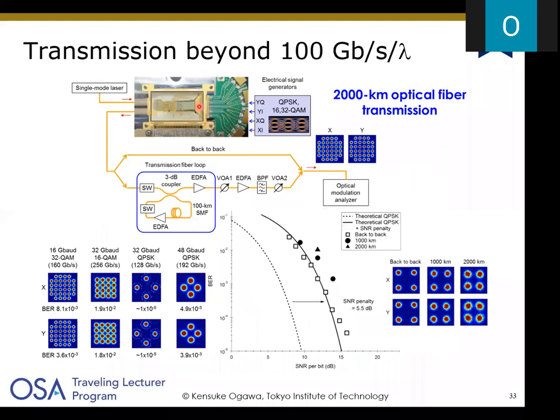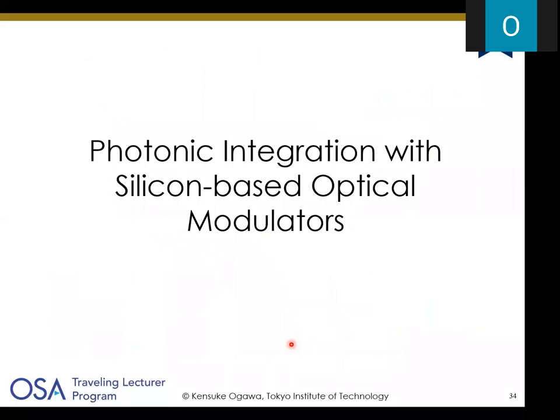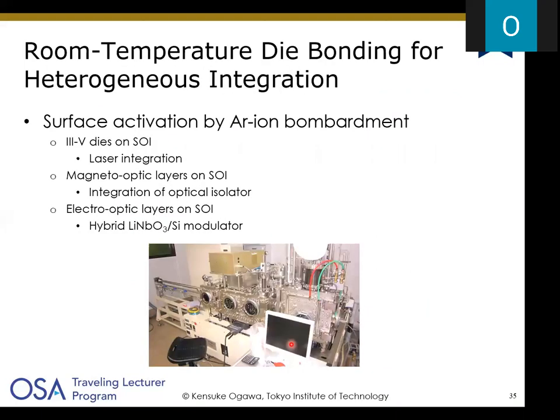So here is a small footprint integrated optical transceiver, including Mach-Zehnder interferometers in a quadrature phase component and polarization division multiplexers on chip. And you can produce high capacity optical signals beyond 100 gigabit per second per lambda, and signal transmission beyond 2,000 kilometers. So high capacity optical transmission is possible with silicon-based optical modulators.